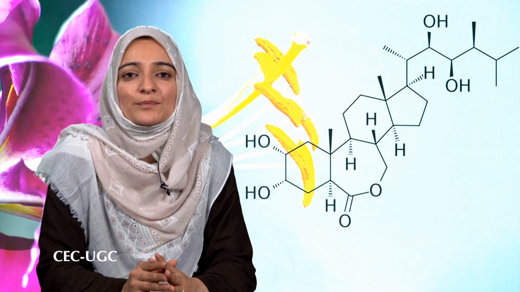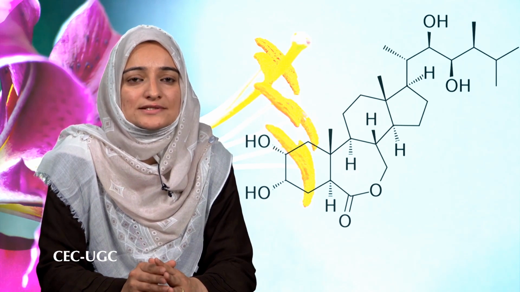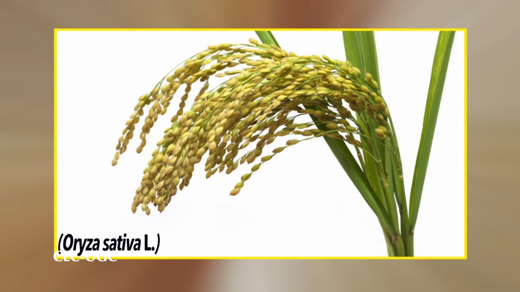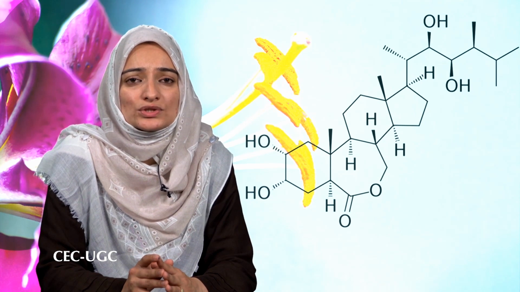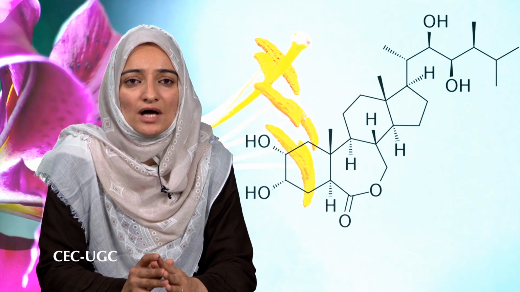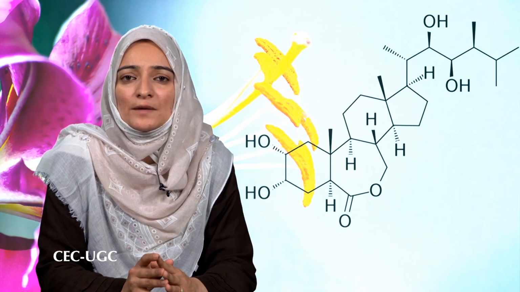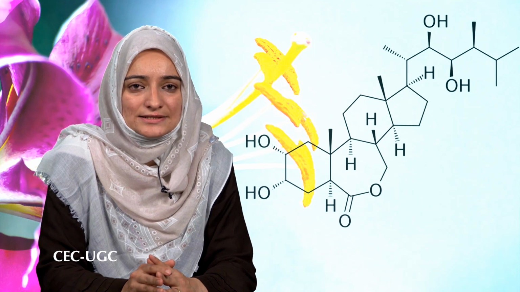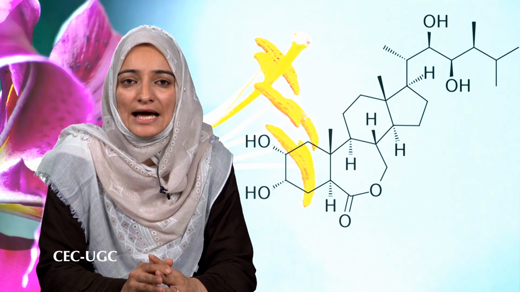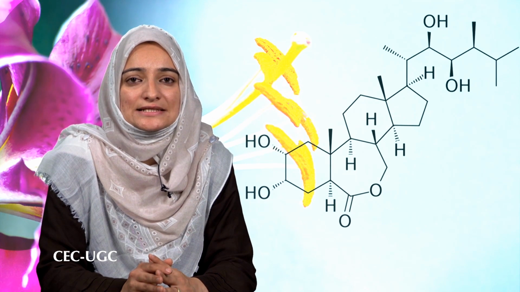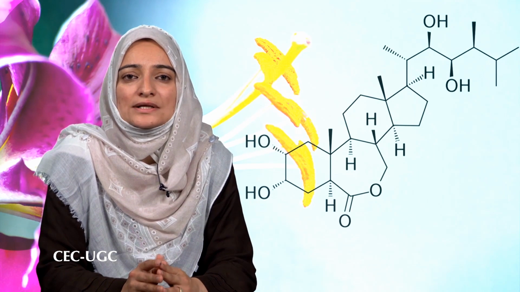Brassinosteroids have also been reported to have a variety of effects when applied to rice seeds. Seeds treated with brassinosteroids were shown to reduce the growth inhibitory effect of salt stress. When the developed plant's fresh weight was analyzed, the treated seeds outperformed plants grown on saline and non-saline medium. However, when the dry weight was analyzed, brassinosteroid-treated seeds only outperformed untreated plants that were grown on saline medium.